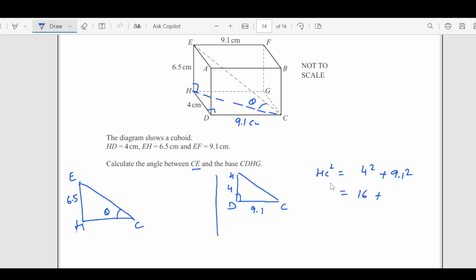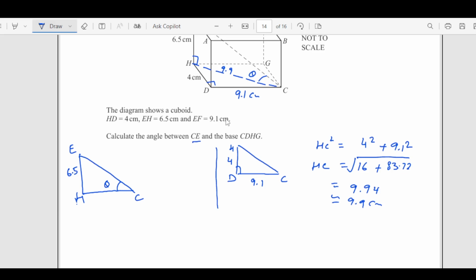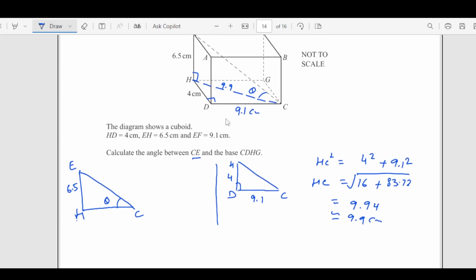9.1 times 9.1 is 83.72, and HC is going to be the square root of this. When you calculate this, it comes out to be 9.94, approximately. I can take 9.9 centimeters. So we got this side as 9.9. Now we have this triangle, with HC as 9.9 in this diagram.